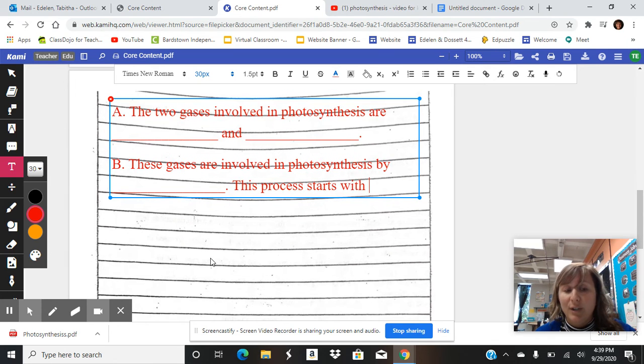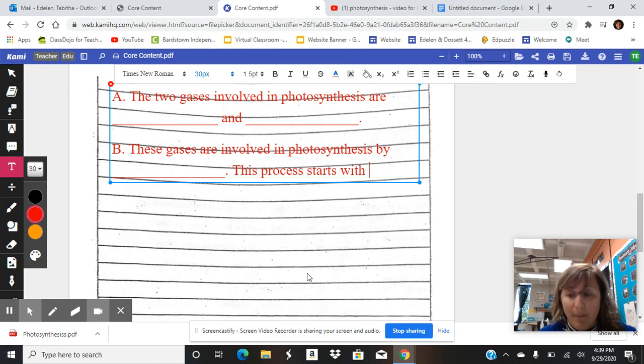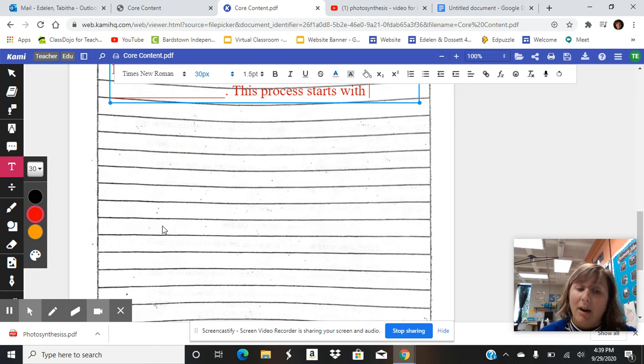So what you're going to do is you're going to copy this poster. You're going to copy the poster that you have in your notebook. Remember that poster we made? You can copy that poster onto the bottom of this page right here. That will take you from a 3 to a 4. So that will help you prove your answer.